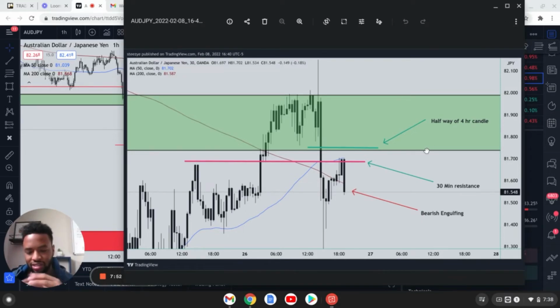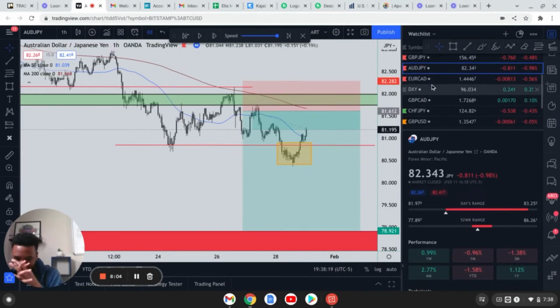The reason why I took a picture of it is because it just made more sense to break it down from this standpoint, because when I was doing it on the replay, it's just not as effective. You know what I mean? So anyway, that's basically it.